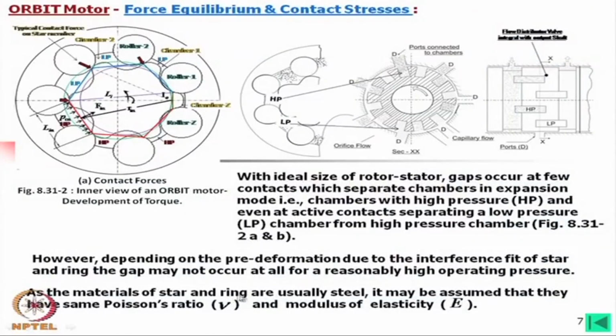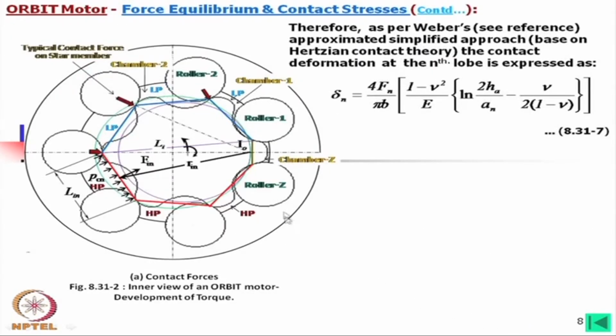As the material of star and ring are usually steel, it may be assumed that they have the same Poisson ratio and modulus of elasticity, and then we can consider the deformation at a contact is del n. This is along the normal directions. That means, in these directions this will be the deformation.